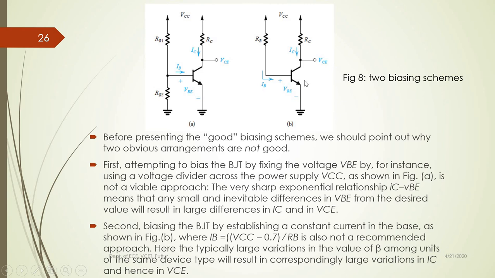The second approach is fixing the base current IB, a constant current IB. Even this is not a recommended approach. Why? Because typical large variations of beta will affect your IB, and that will cause large variations in IC and hence in VCE. So this is also not a viable approach.